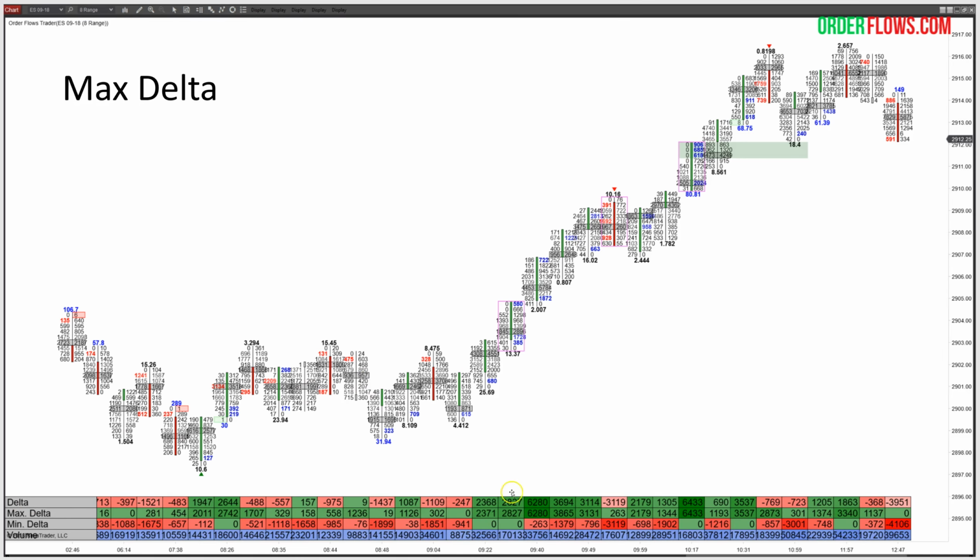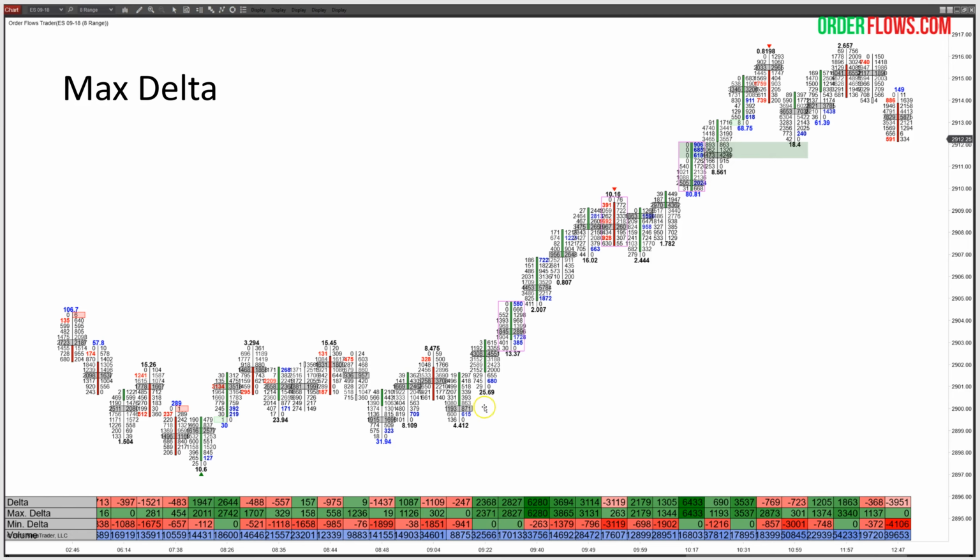So this is an 8 range chart, and as you can see here, this is exactly what I'm talking about. Here you've got this bar: 2368 is the delta, max delta is 2371. Next bar, 2827 is the delta, max delta 2827. The next bar, 6280 is the delta, max delta 6280. So on these 3 bars, you closed right on your max delta number on 2 of the bars, and on the 1 bar you closed within 3 contracts of it.